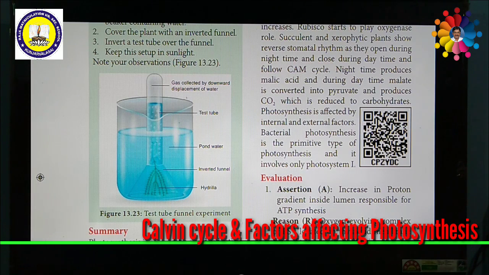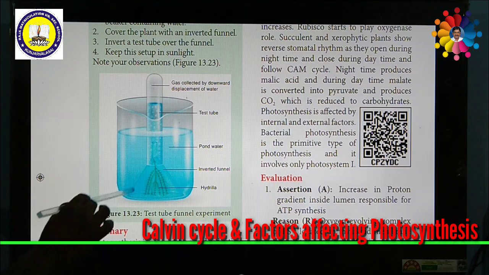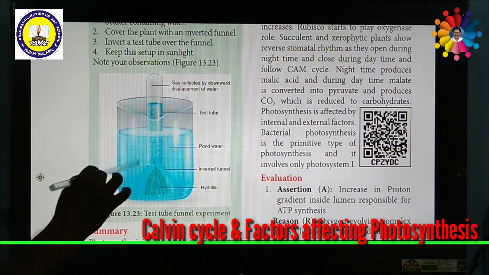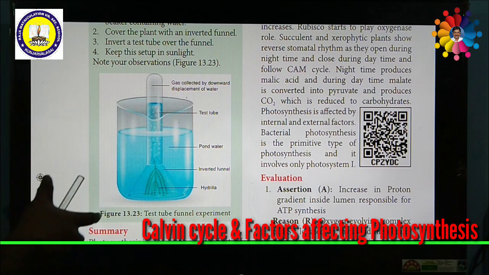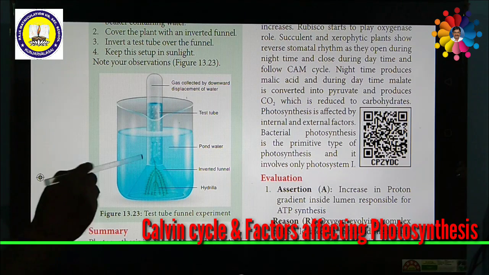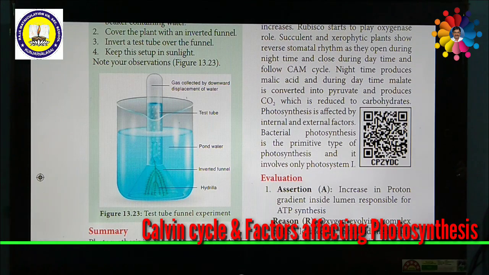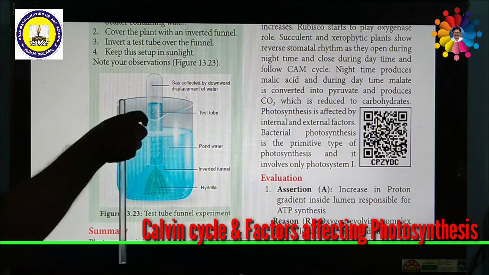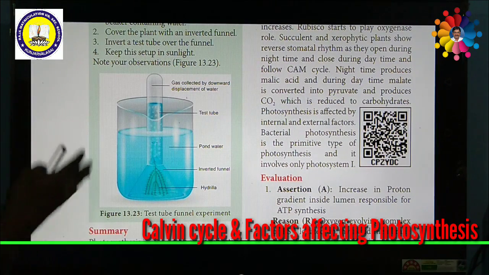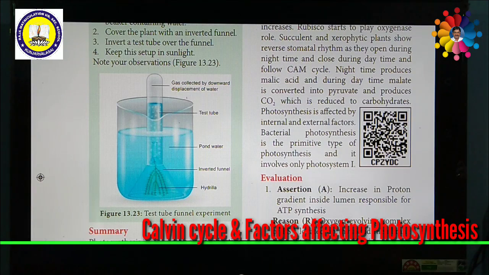Place some Hydrilla plant at the bottom of the beaker containing water. Some Hydrilla twigs are to be kept inside the inverted glass funnel. Cover the plant with an inverted funnel. Then fill a test tube and invert it over the stem of the thistle funnel. Keep the setup inside the beaker containing water. Then the setup should be kept in sunlight.